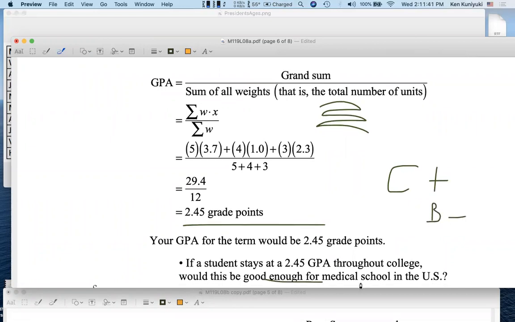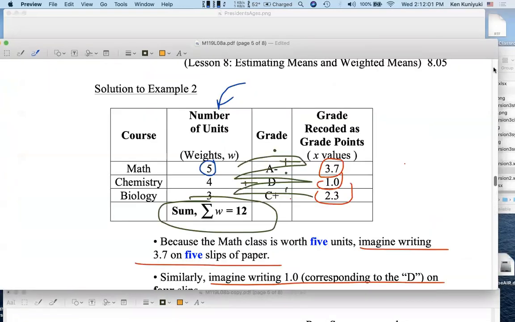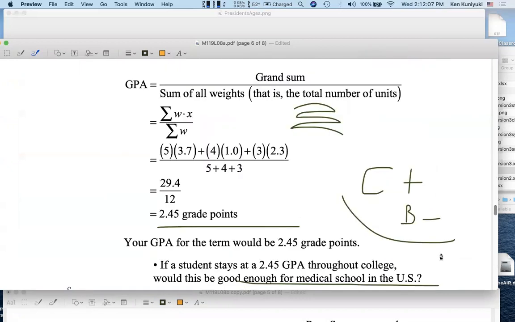Is that good enough for medical school in the United States? Maybe not. Maybe in Fredonia, but not in the United States. That's probably not good enough for med school in the United States. It might be good enough to pass and get your diploma if that's all you care about, but probably not good enough for med school. Then again, you probably could have told that just from looking at the grade record here. All right, maybe it's time to change majors. Don't tell your parents I said that.